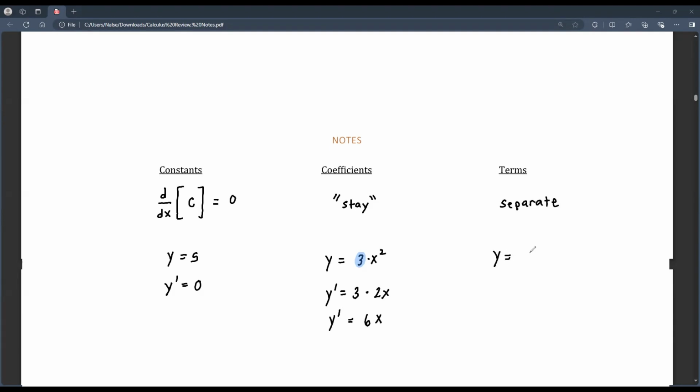Now what about terms, which are separated by addition or subtraction? We take the derivatives of terms separately, or one by one, as you can see in this example, where y prime simplifies to 6x plus 6. These are all basic derivative mechanics that you should be aware of and that you should take with you moving forward.